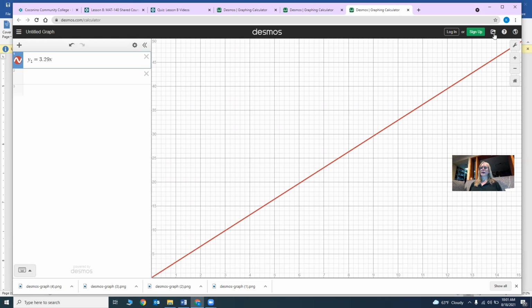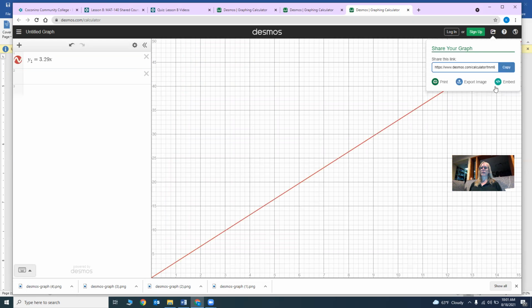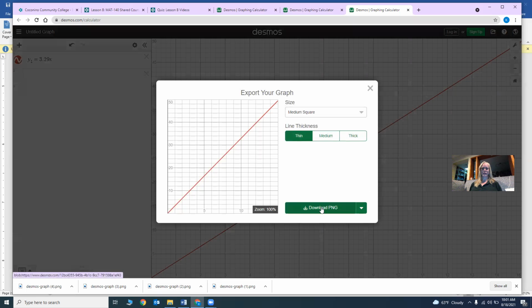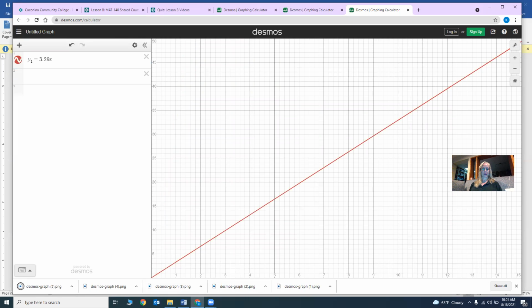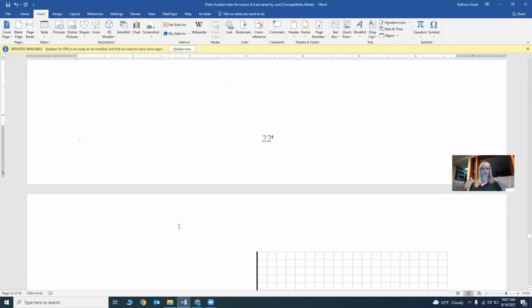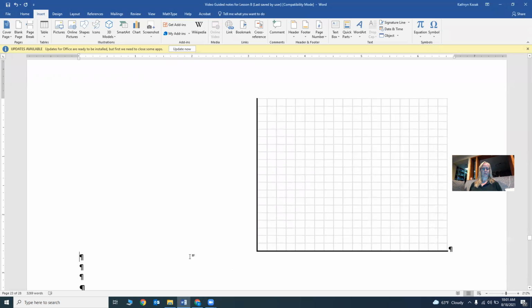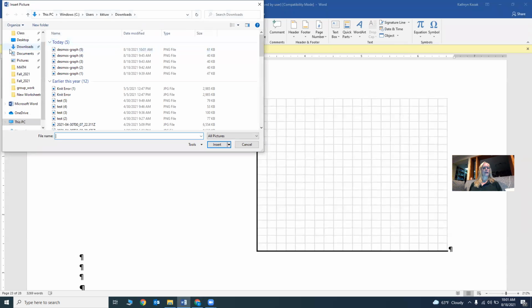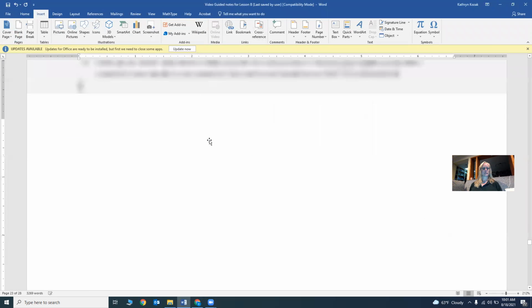We're going to go ahead and share this graph and import it into where we are. So we're going to download this as a PNG file. Then we're going to come back into Word and upload this into the Word file. Again, click where you want to put it, go into Insert, and insert a picture. It's in my downloads, so I'm going to grab that file.